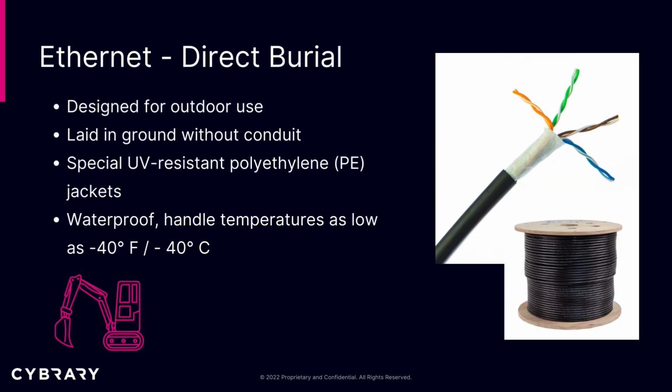Also, there is a type of cabling that you can directly bury in the ground without a conduit. It's Ethernet direct burial. It's designed for outdoor use and it's laid in the ground without a conduit. You can lay it directly in the ground. It's basically constructed with a special UV resistant polyurethane jacket. It's waterproof and handles temperatures as low as negative 40 degrees Fahrenheit as well as Celsius.